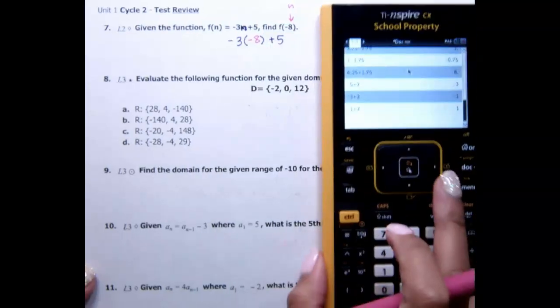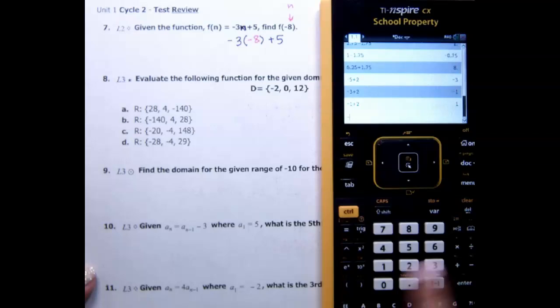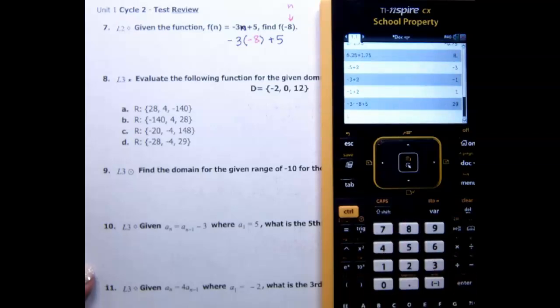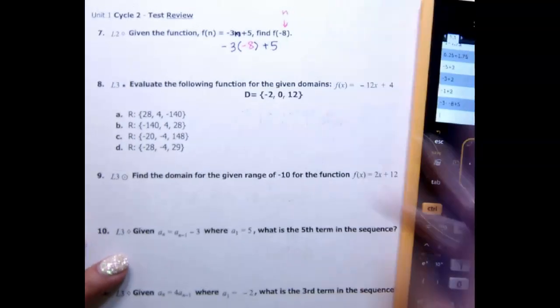I'm going to put this in my calculator. Negative 3, parentheses, negative 8 plus 5 equals 29. That is the answer. F of negative 8 equals 29.